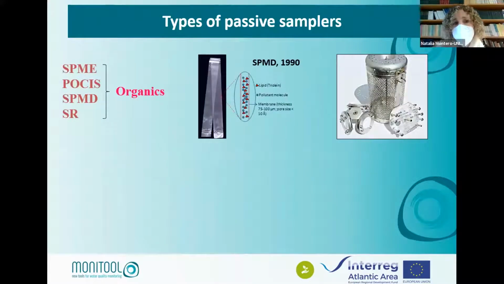In this slide, I'm not going to go into detail, but you can see that there are several types of passive samplers. These are the most commonly used ones for organic compounds, both polar and non-polar. For example, this is the SPMD that was developed in the 90s. And on your right, you can see a typical deployment canister we use for the field, where you can see the pouches and, in this case, silicone rubber.